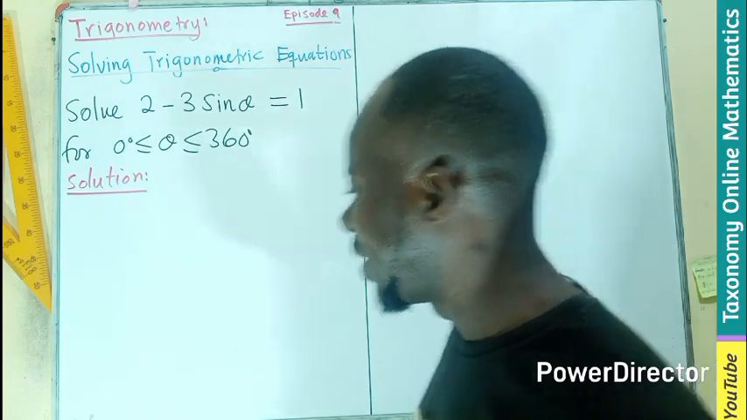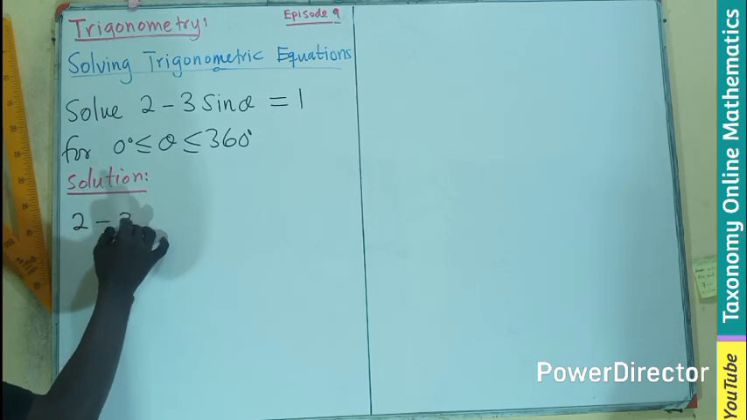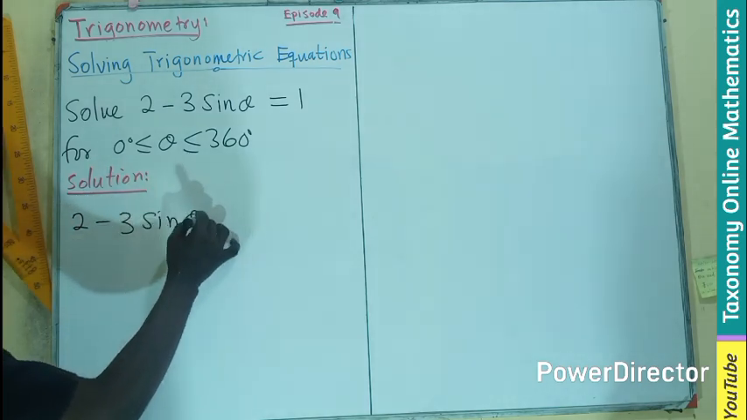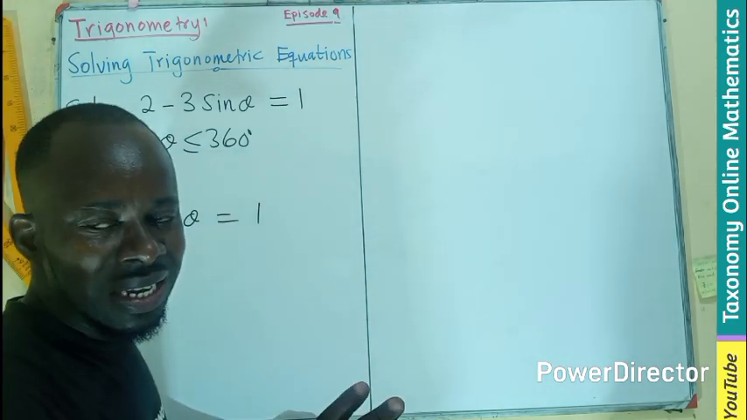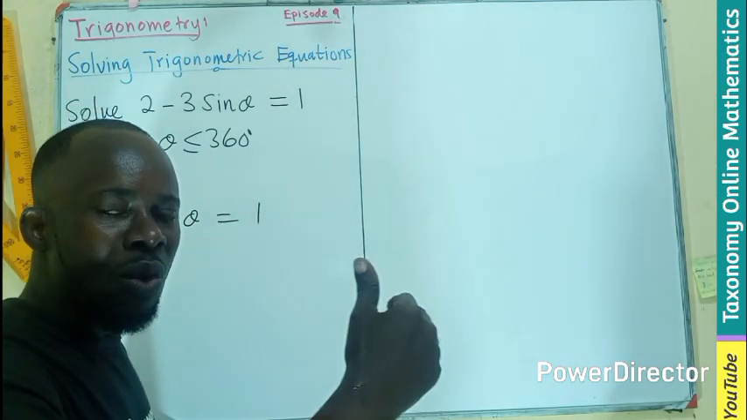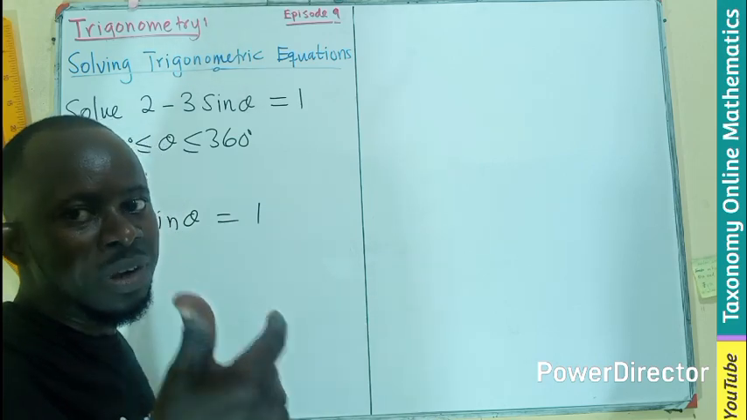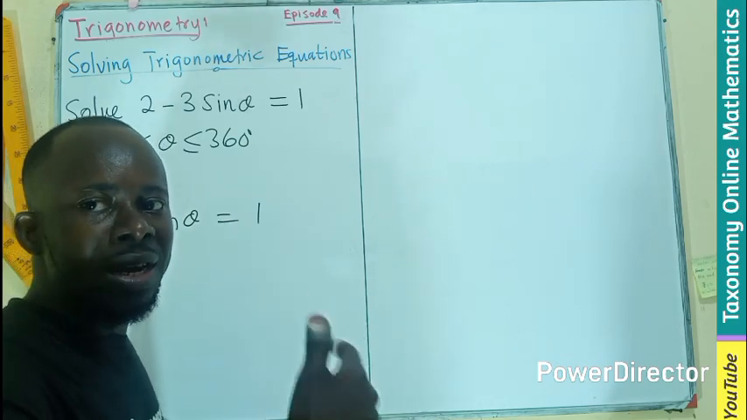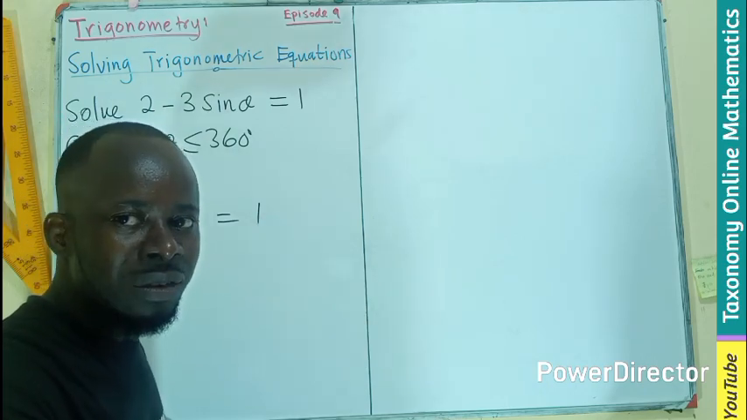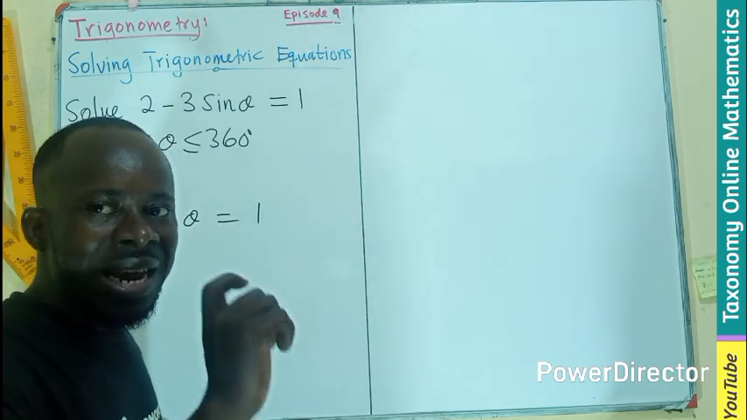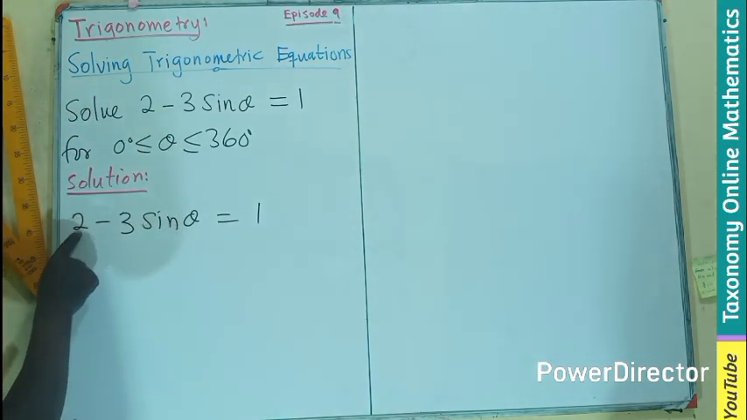So here we are solving 2 minus 3 sine theta equals 1. This is also a normal equation, just with an introduction of trigonometric functions. So all properties or principles involved in solving linear equations or quadratic equations can be applied. What do we do? We isolate the unknown variable we are looking for.